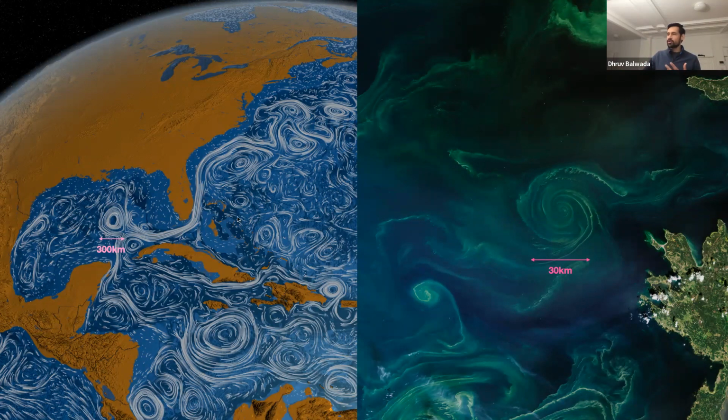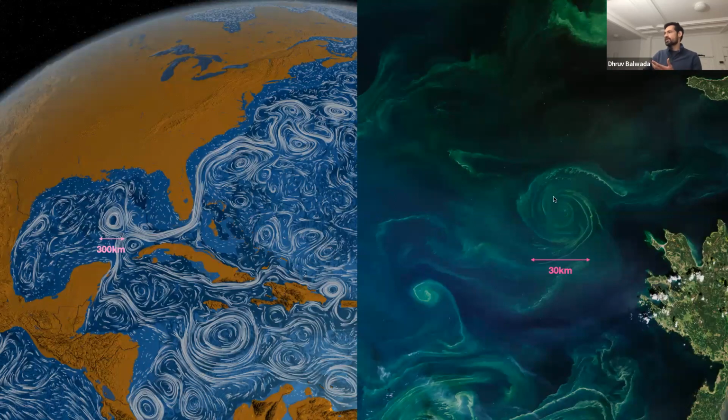And that is what you see. You do see a lot of variability, but the size of this variability is on the order of a few hundred kilometers. For example, this eddy in the Gulf of Mexico, which is sometimes also called a loop current eddy, is about 300 kilometers, and you can see that forming.